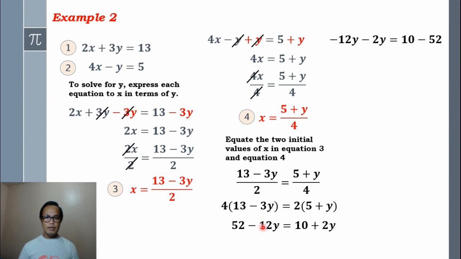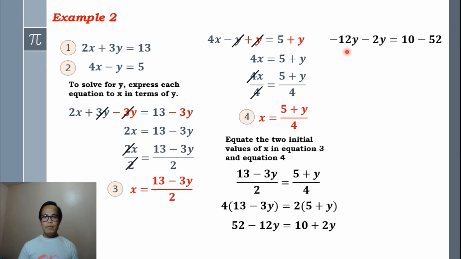Since we have here the negative 12y, then since we have the 2y here, to eliminate this 2y, we subtract 2y, so this will be cancelled out. And of course, we also subtract 2y at the left side. That's why we have here the negative 2y. Then equals, we copy the 10. And of course, 52 here, to eliminate this 52, we need to subtract this one by 52. So this will be cancelled out. Of course, we also subtract 52 at the right side. So that's why we have here negative 52.